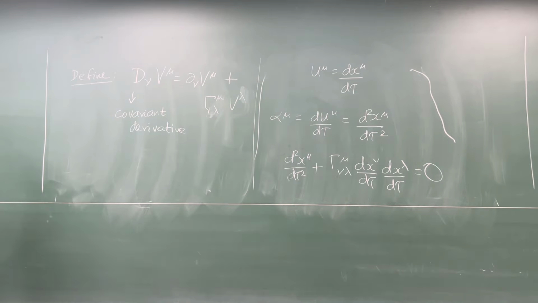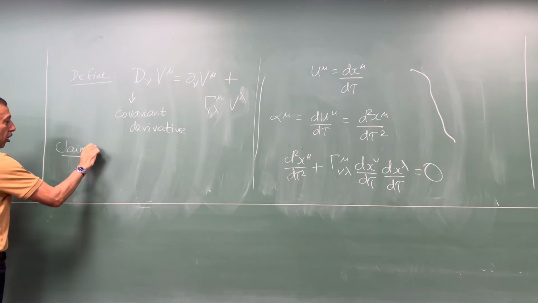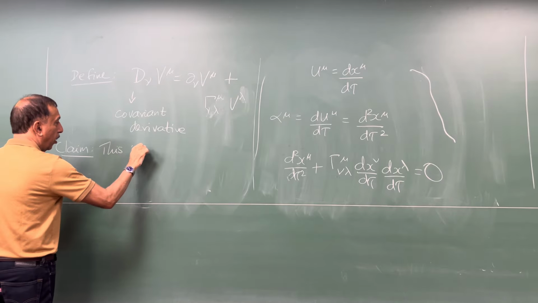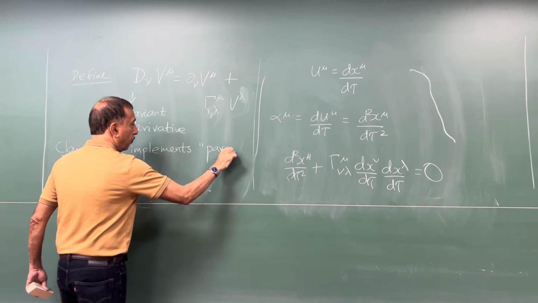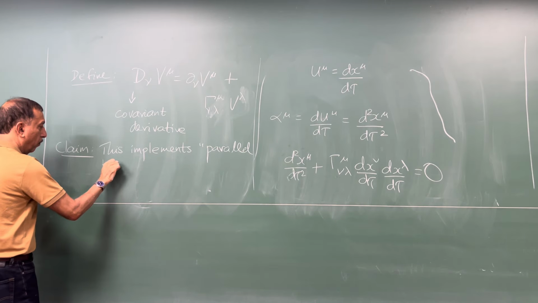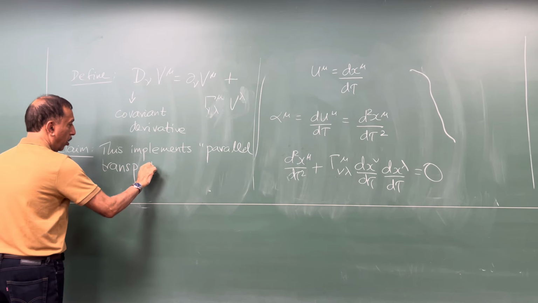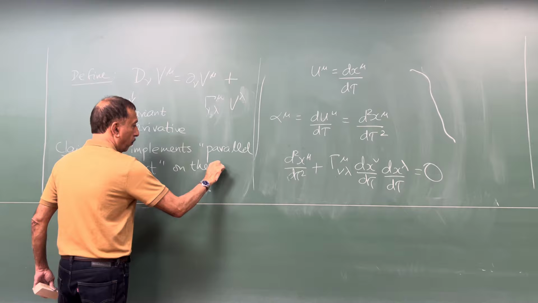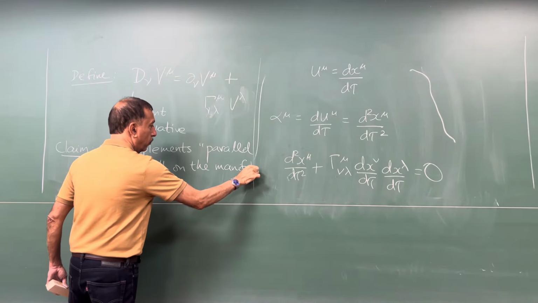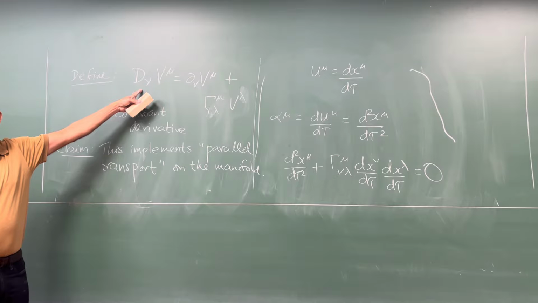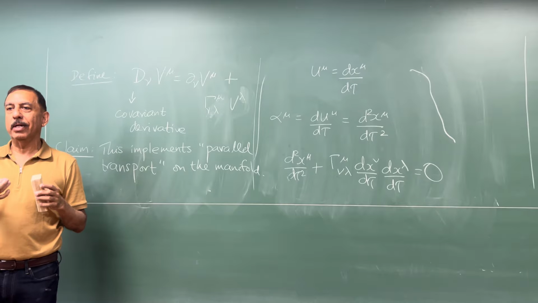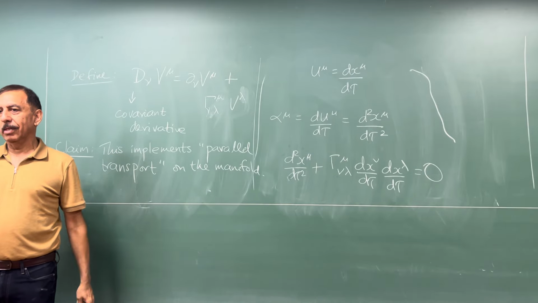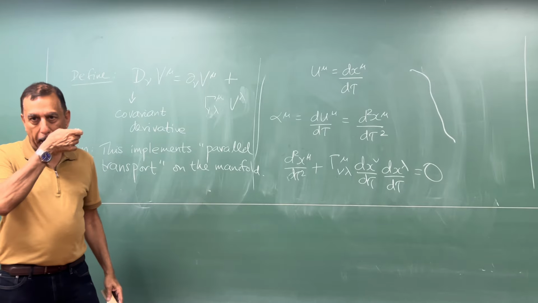So this is the covariant derivative. And the claim, which I've justified a little more in the notes, is that this implements parallel transport on the manifold. Which means if this quantity is 0, then the vector is in a certain sense the same at one point and another point. Even though it's living in different tangent spaces, it just gets identified with itself. Called parallel transport. There are many descriptions, yes.